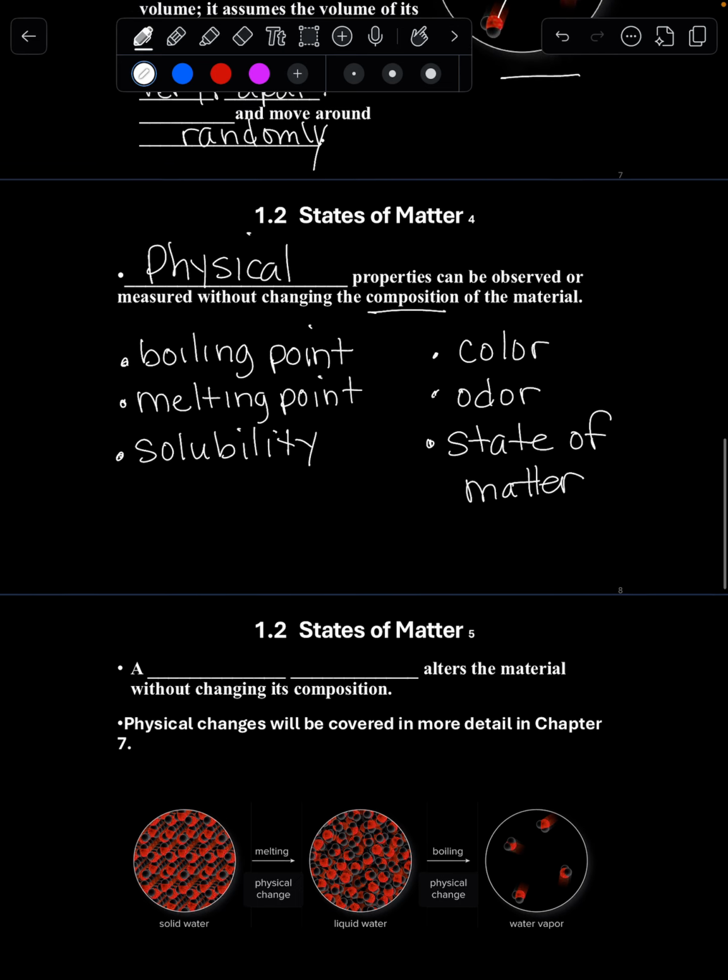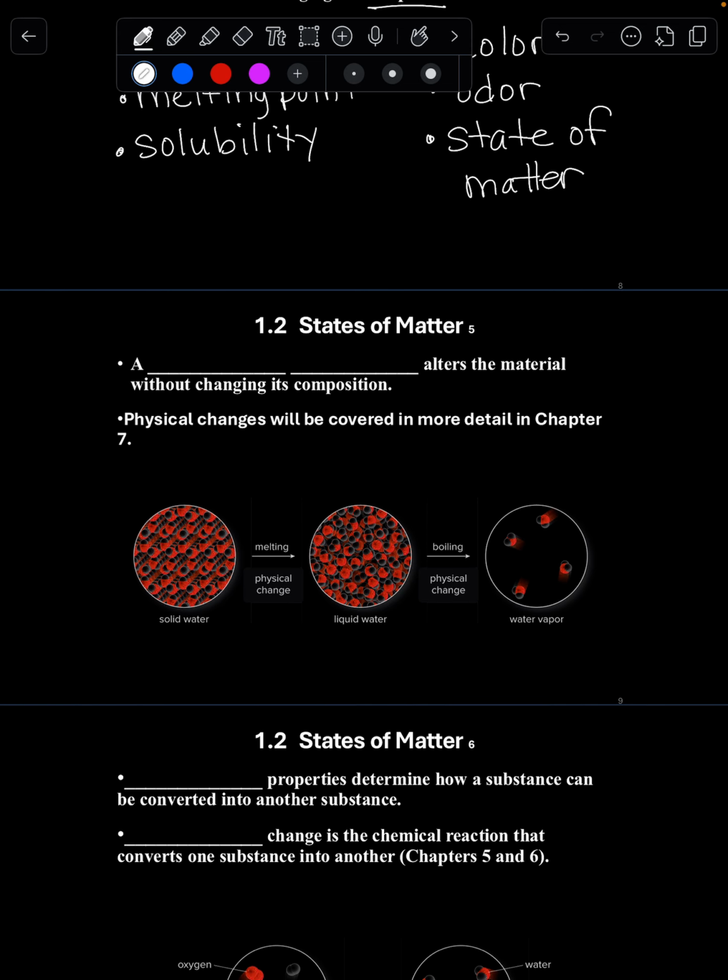Next, we can talk about a physical change. So this is slightly different. It says a physical change alters the material without changing its composition. So again, remember what the word composition means. We can alter the material without changing what it's made of. So things like tearing a piece of paper would alter the material, but it didn't change what the paper was made of. There's lots of things we could list here for physical changes. Physical changes are going to be covered in more detail in Chapter 7.